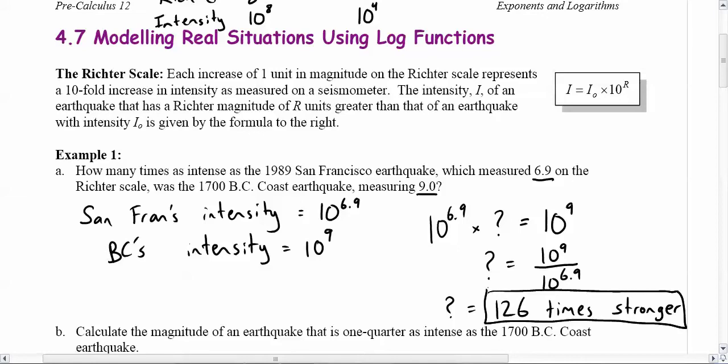Every time that you go up 1 on the Richter scale, the earthquake gets 10 times stronger. So a 5 to a 6 would be a 10 times stronger earthquake. If we went from 7 to 9, that would be 10 times 10, so 100 times. This is just a little bit bigger than from 7 to 9, a little bit bigger than 100 times.